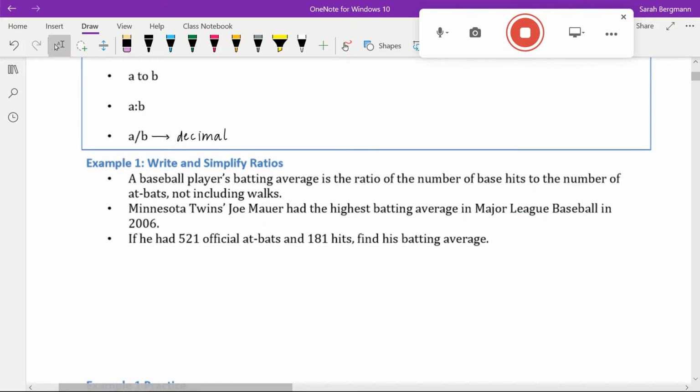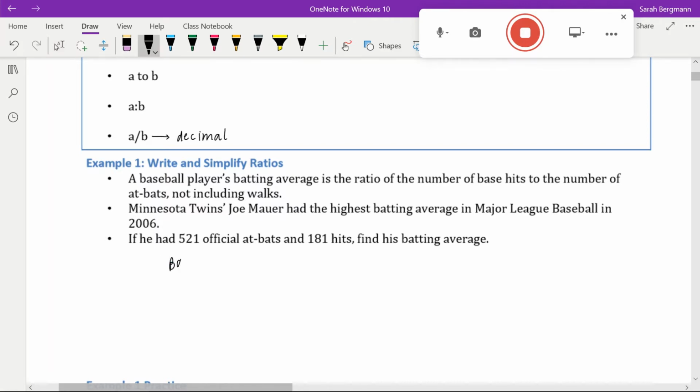So on this problem it says a baseball player's batting average is the ratio of the number of base hits to the number of at-bats, not including walks. The Minnesota Twins' Joe Mauer had the highest batting average in Major League Baseball in 2006. If he had 521 official at-bats and 181 hits, find his batting average.